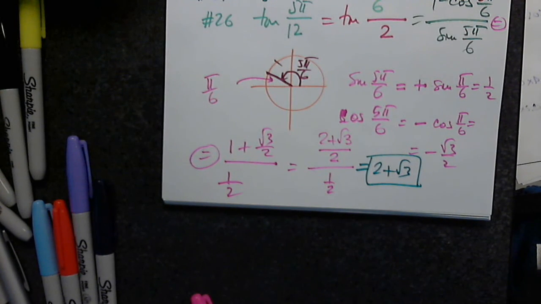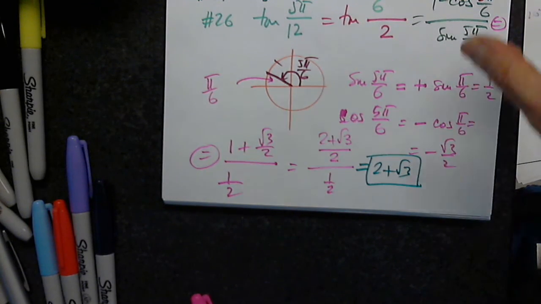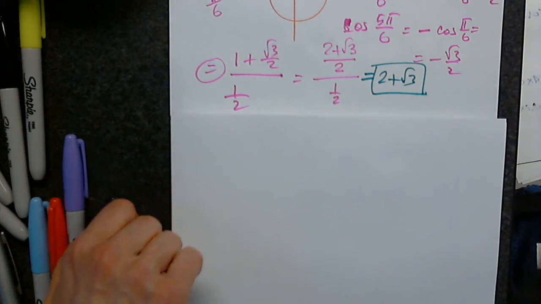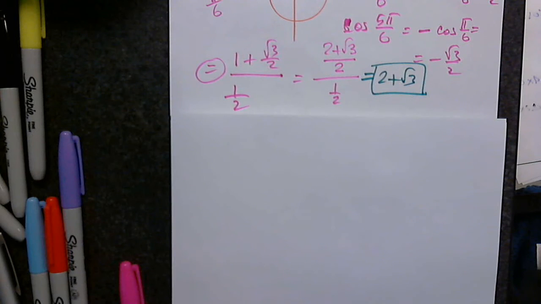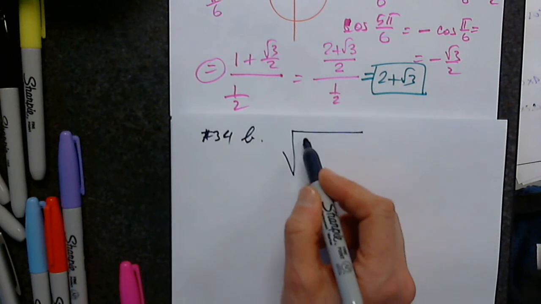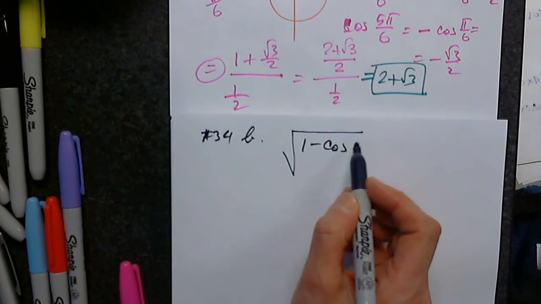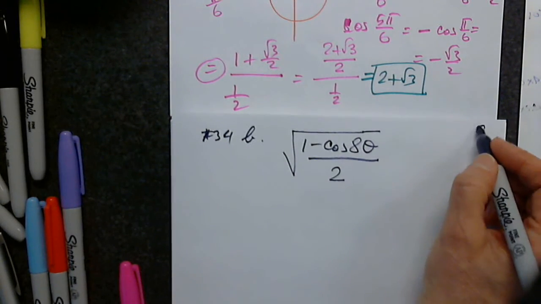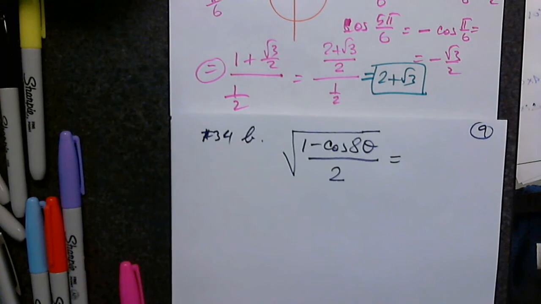Okay. Simplify the expression by using a double angle formula or a half angle formula. We chose double angle formula. Allow me to choose, or you can choose, a half angle formula from here. We already worked on these problems. Let's say 34b. The square root of 1 minus cosine 8 theta over 2. They want us to come up with something on the right-hand side.